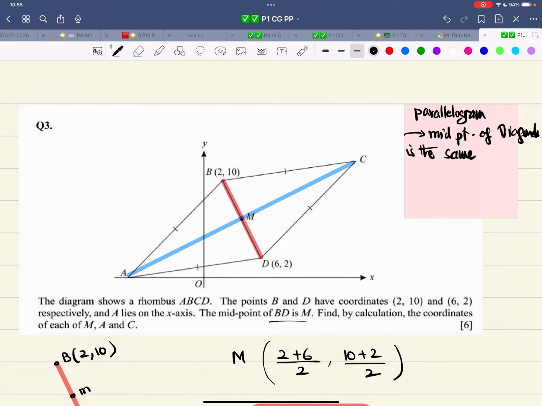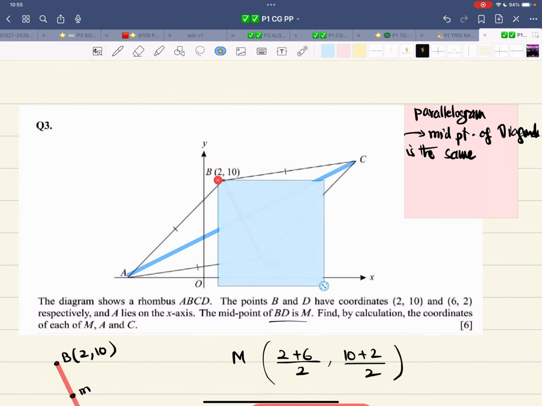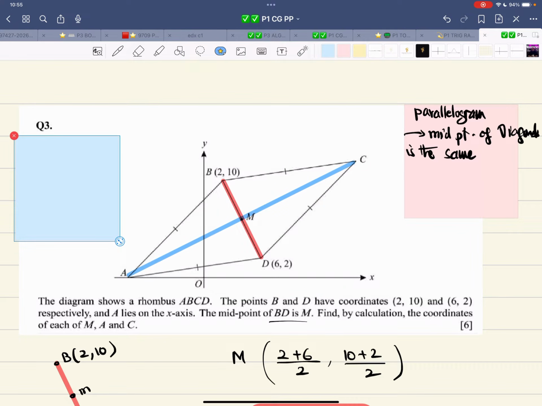That means in this case, the red line is a diagonal, the blue line is a diagonal, so the midpoint M is the midpoint of A and C also. That is one thing. Now, an additional piece of info that you should know. Let me write it over here. That additional piece of info is what?